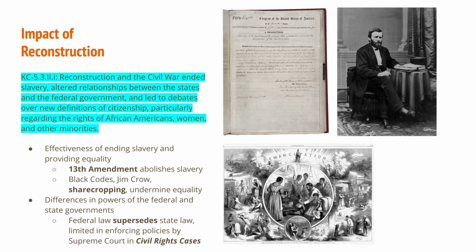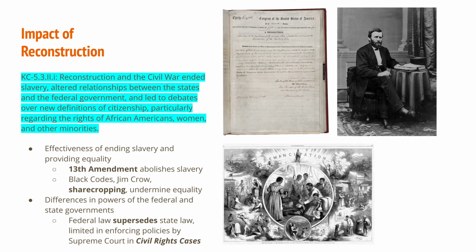All right, so Reconstruction and the Civil War ended slavery, altered relationships between the states and the federal government, and led to debates over new definitions of citizenship, particularly regarding the rights of African Americans, women, and other minorities. The effectiveness of ending slavery and providing equality: the 13th Amendment abolished slavery, but black codes were passed, and Jim Crow laws were passed to try and limit that equality. Sharecropping as the new economic system in the South was keeping a lot of the formerly enslaved people working for their former enslavers, and that undermined equality.